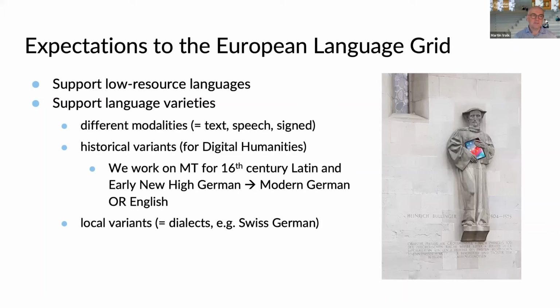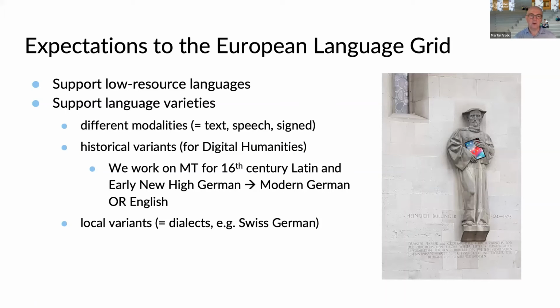I already mentioned that we're interested in different modalities, text, speech, and signed, and we're also interested in historical variants. And I've put our logo here on the right of Heinrich Bullinger, who is a local hero here in Zurich. He was a reformer in the 16th century at the same time as Zwingli, Calvin, and Luther. And he has been in mail contact with all these people. And his correspondence of letters received and letters sent is 12,000 letters.